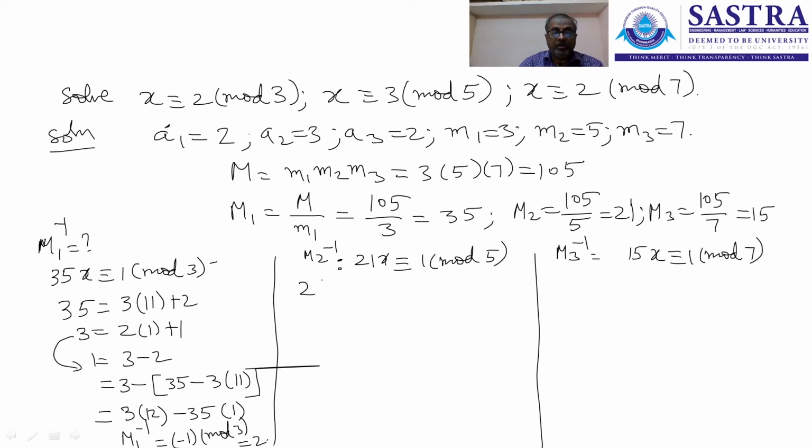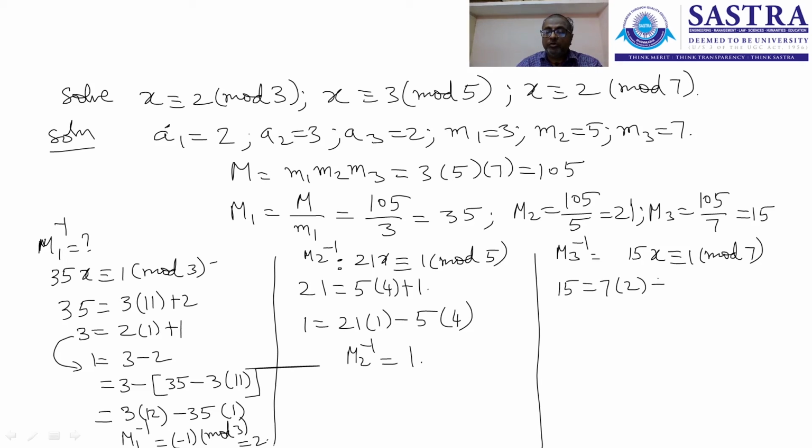Now moving to the second part, let me write this down. 21 is equal to 5 into 4 plus 1. It is very simple. So 1 is equal to 21 into 1 minus 5 into 4. So I get M2 inverse as 1. This I get directly. Now what about M3? 15 is equal to 7 into 2 plus 1. Again I get the same thing. 1 is equal to 15 minus 7 into 2. So M3 inverse is also 1.